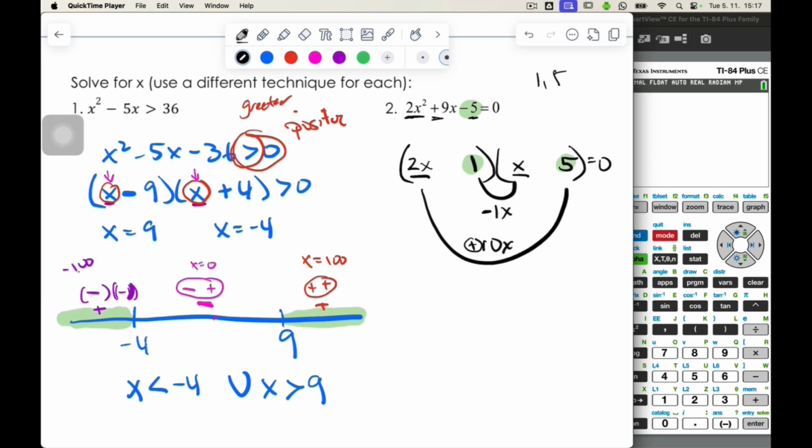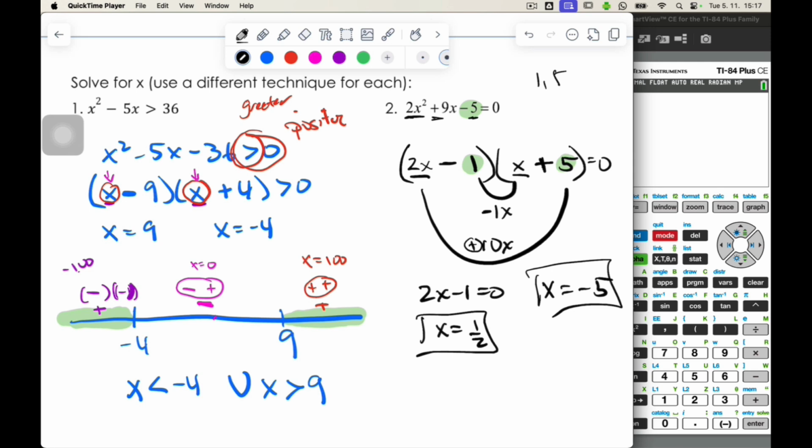If this is positive and this is negative, I can get a positive 9x. So carry the sign back. This one's positive, this one's negative. And so then I know 2x minus 1 is 0, so x equals 1 over 2, or x equals minus 5. And so those are my two scenarios.